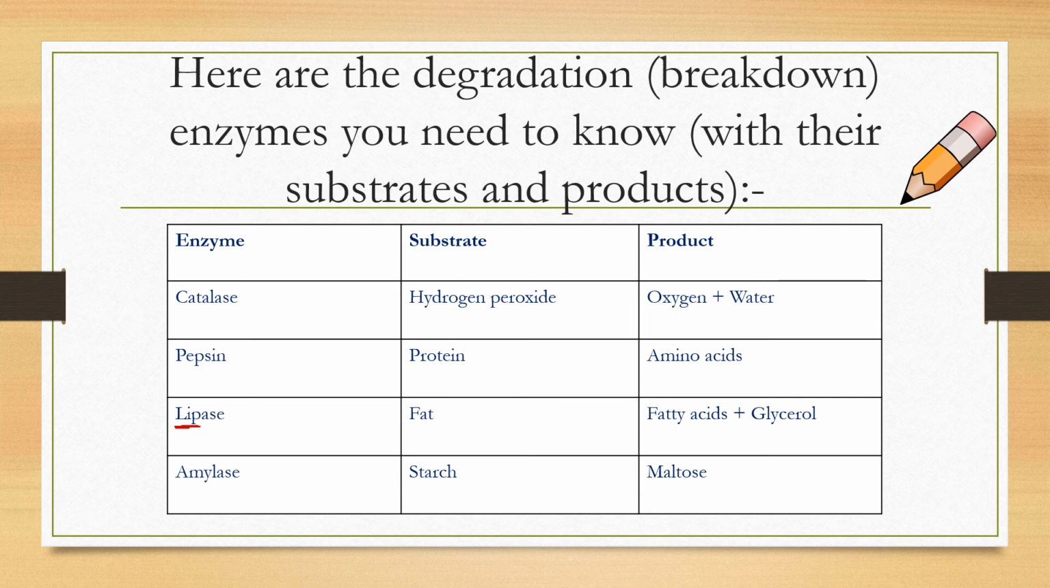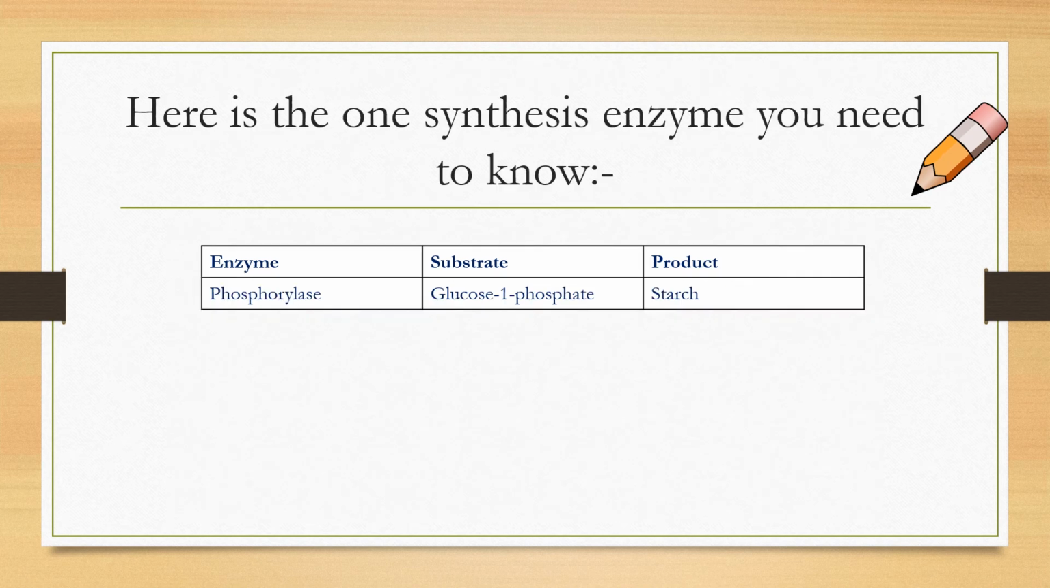So we need to know these degradation reactions, so you need to look over them, write them out a few times, and know what enzymes are involved with what substrate and what the products are. The last thing that we need to know reaction-wise is our synthesis reaction, and we know that our enzyme phosphorylase, which is found in potatoes, can catalyze the substrate glucose 1-phosphate being built up into starch, which is the product.